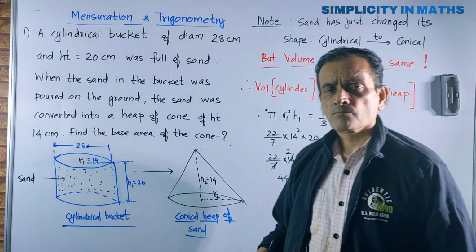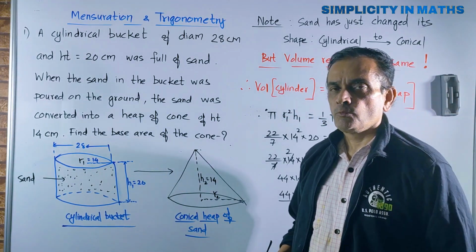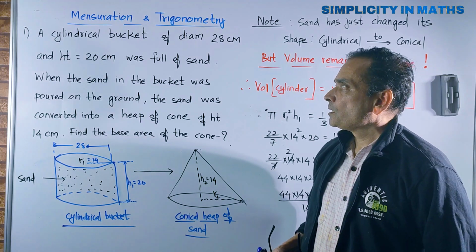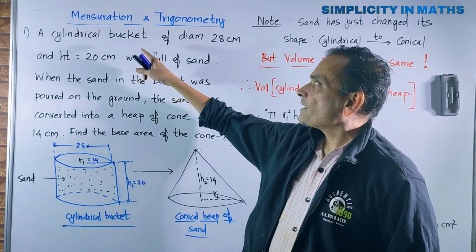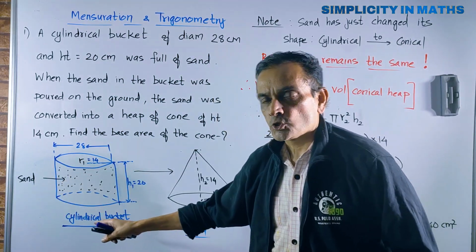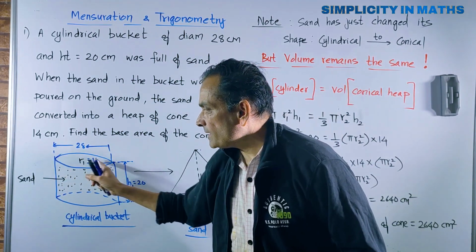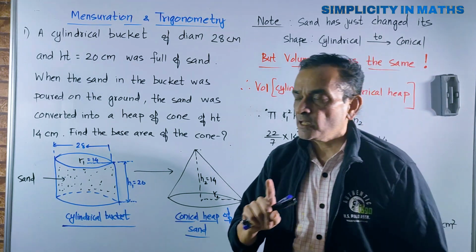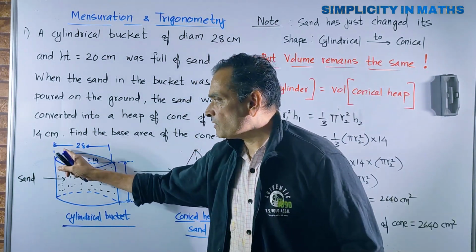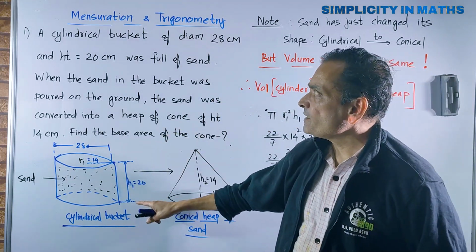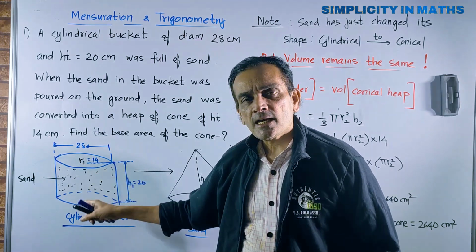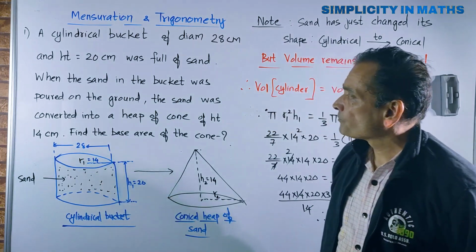Observe. Hope you are ready with a notebook and a pen. A cylindrical bucket of diameter 28 centimeters. I have shown a cylinder here. Diameter 28. Remember, you have to be careful whether diameter is given or radius is given. Diameter 28, height 20 was full of sand. इसके अंदर sand भरा हुआ है.